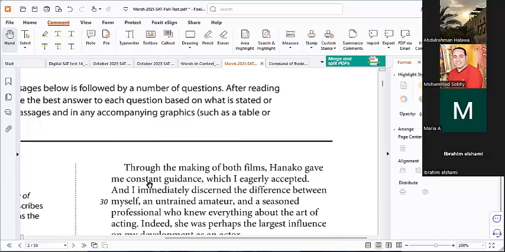Through the making of both films, Hanako gave me constant guidance, which I eagerly accepted, and I immediately discerned the difference between myself, an untrained amateur, and a seasoned professional who knew everything about the art of acting. Indeed, she was perhaps the largest influence on my development as an actor.